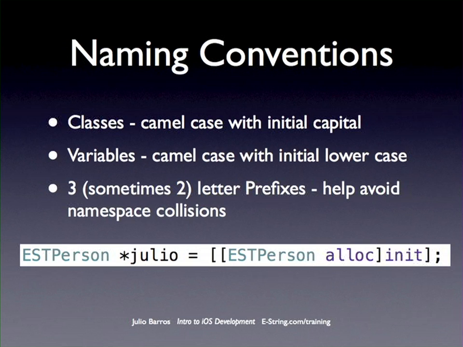So, for example, my person class really should be called EST person, where EST stands for eString Technologies and is the prefix I use for my code. Hopefully Edward Smith Thompson and I won't end up on the same project. If I was using the iOS address book framework, I might be dealing with an AB person, where AB is address book, and an EST person at the same time.